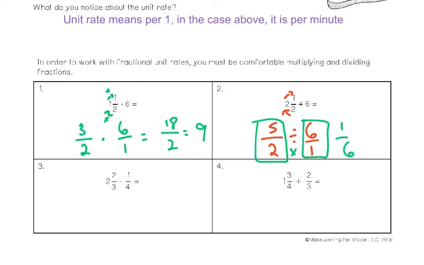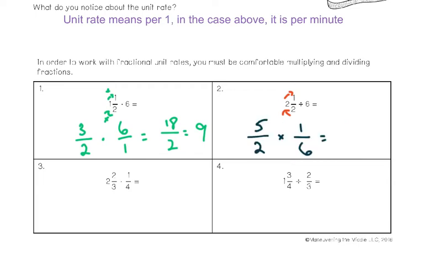So your new problem should look like this. So all I did was keep, change, flip. I never divide fractions. I multiply by the flip. So you multiply fractions straight across. So 5 times 1 is 5. 2 times 6 is 12. So your final answer is 5/12.